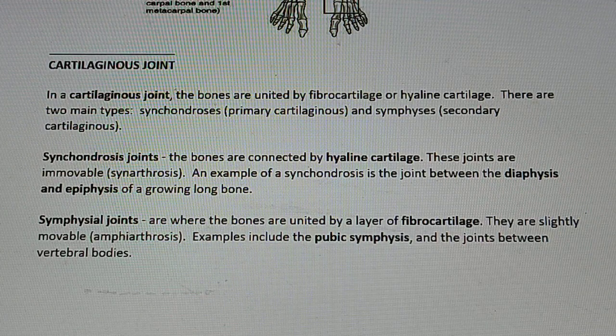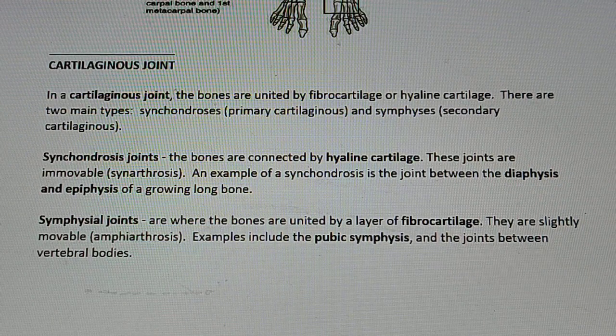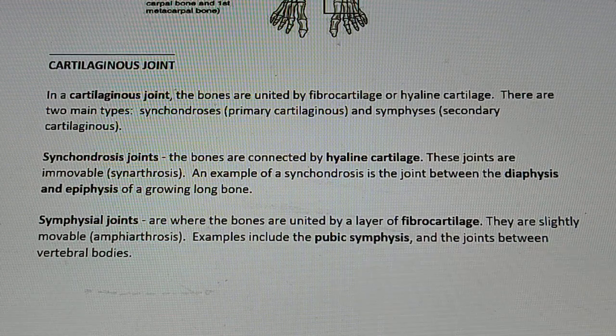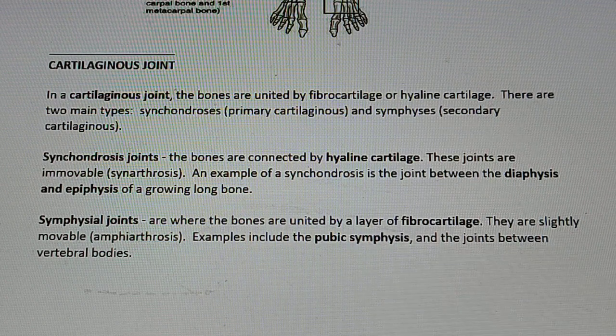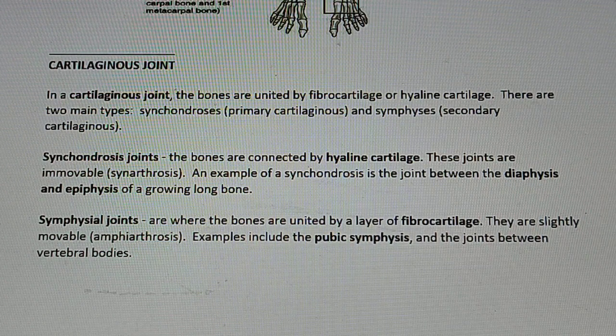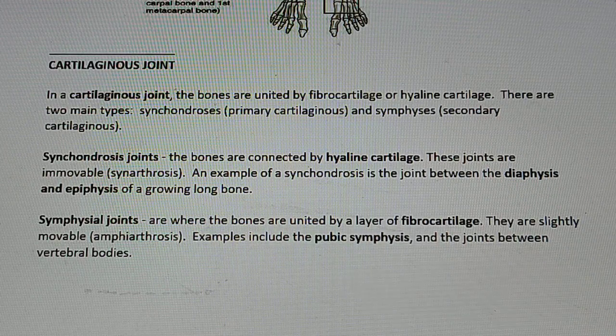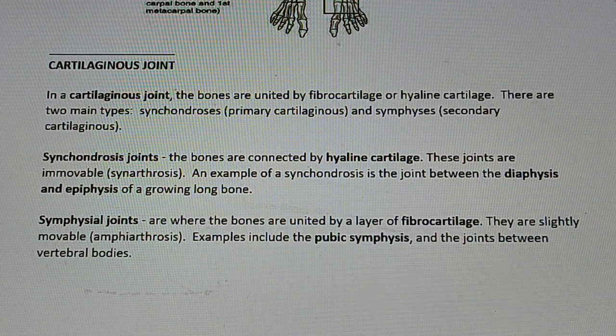These joints are immovable, or synarthrosis, and an example of synchondrosis is the joint between the diaphysis and epiphysis of a growing long bone. Okay, and the symphysial joints are where the bones are united by a layer of fibrocartilage. They're slightly movable, amphiarthrosis. Examples include the pubic symphysis and the joint between vertebral bodies.